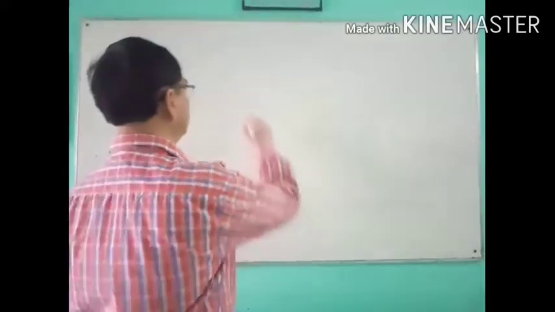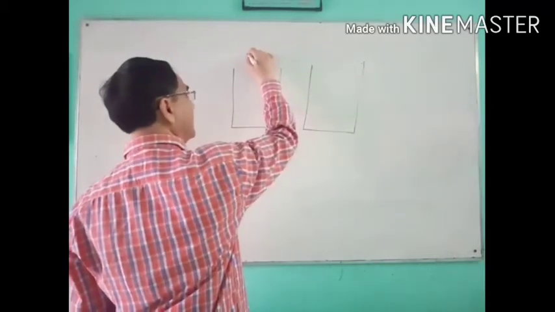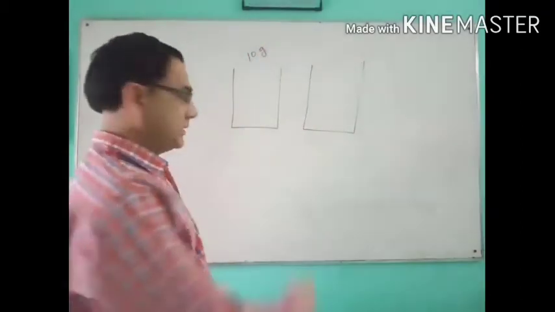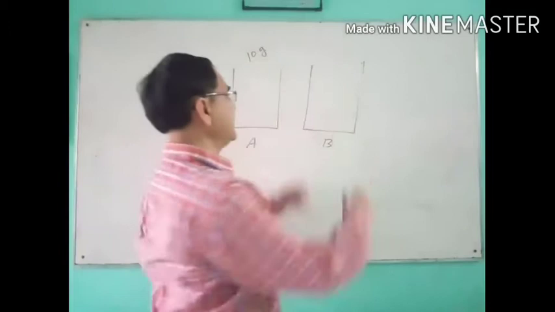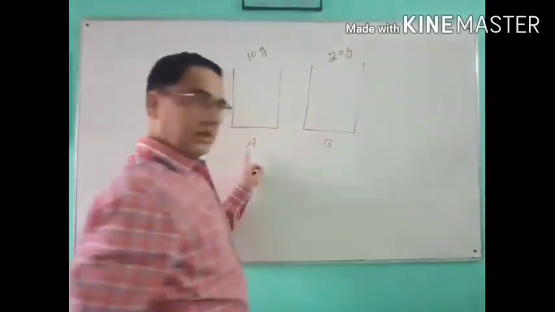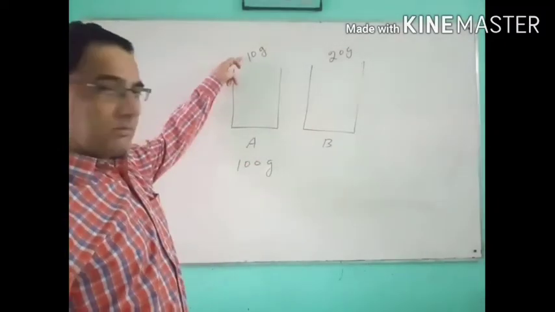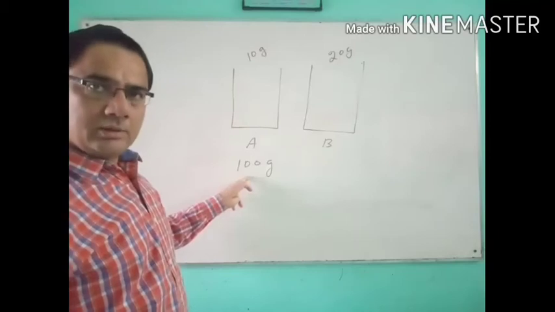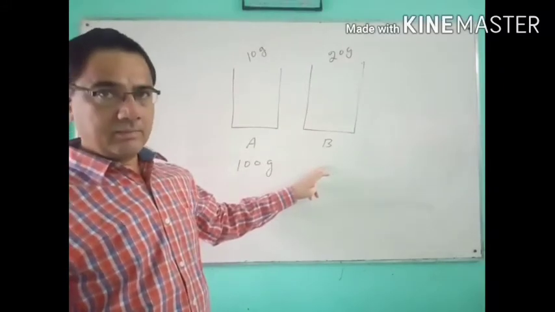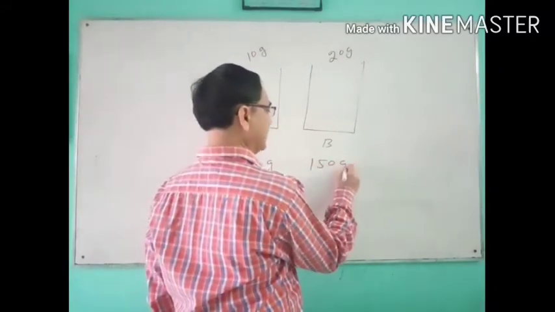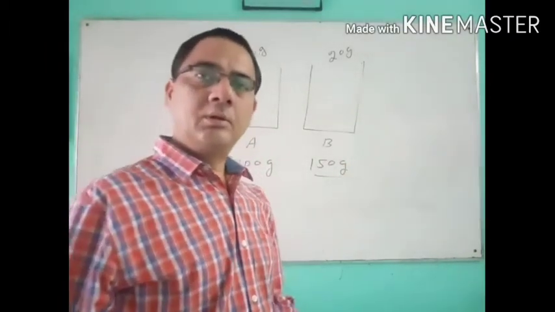Another example I take. Here this is solution A and this is solution B. Here I take 10 gram of the solute and here I take 20 gram of the solute. Here again the same: I take 100 gram of the solution. It means 10 gram of the solute is dissolved in 100 gram of the solution. Here it is 20 gram, but here the mass of the solution we will not take the same, and we will take 150 gram of solution. So here the mass of the solute and the mass of the solution both are different.